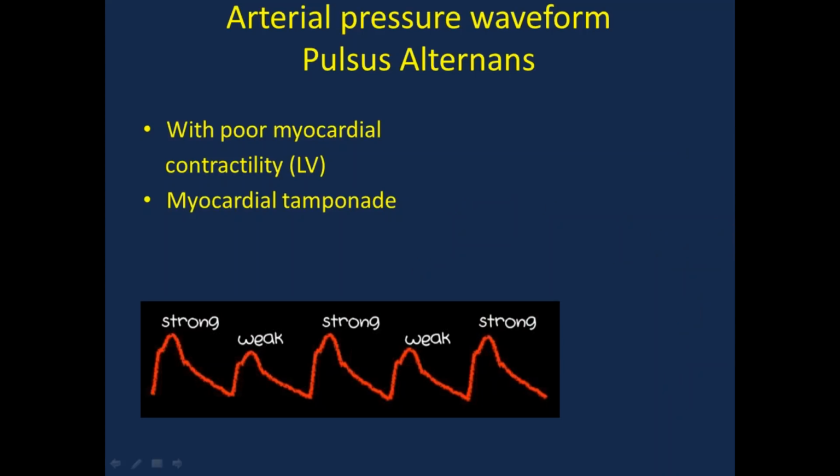So first one, if you have strong and weak beats alternating, that's called arterial pulsus alternans, which is consistent with poor myocardial contractility. So the heart cannot maintain good contractility in all of the cardiac beats. So you have alternating weak and strong. The peak systole, the diastole will be almost the same for all, but systole will be up and down. And you may have that also in cardiac tamponade due to pericardial effusion.